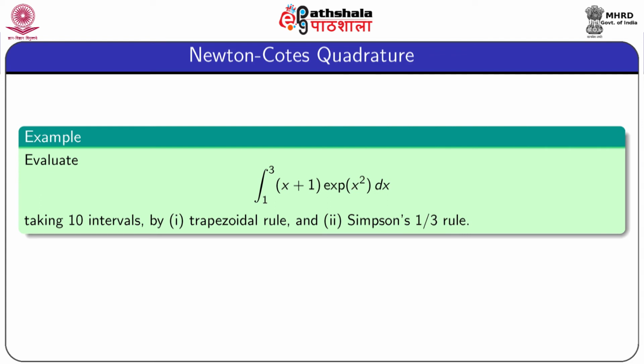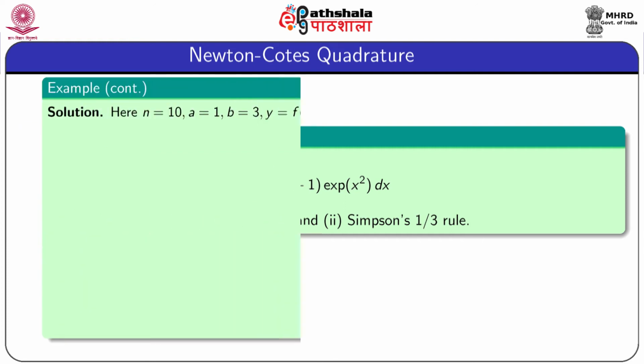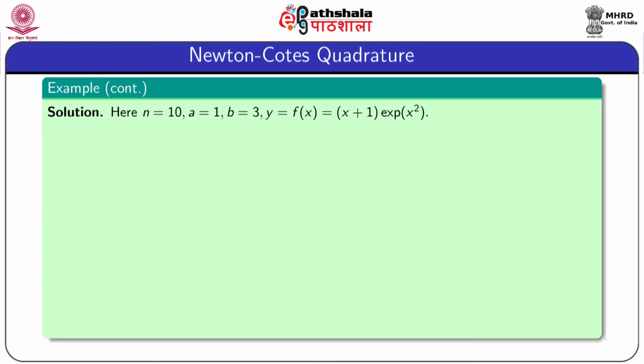Now, we consider one example to illustrate the trapezoidal formula and Simpson 1/3 formula. Here we consider the integral from 1 to 3 of (x plus 1) e to the power x square dx. We shall calculate the value of this integral by Simpson 1/3 formula as well as by trapezoidal formula by taking 10 intervals. That means n is 10, lower limit a equal to 1, upper limit b equal to 3, and the function f(x) equal to (x plus 1) into e to the power x square.